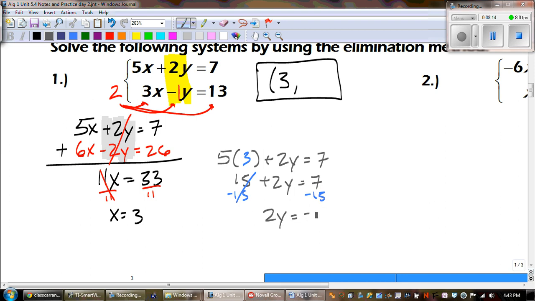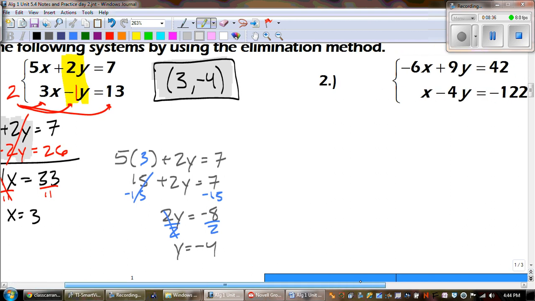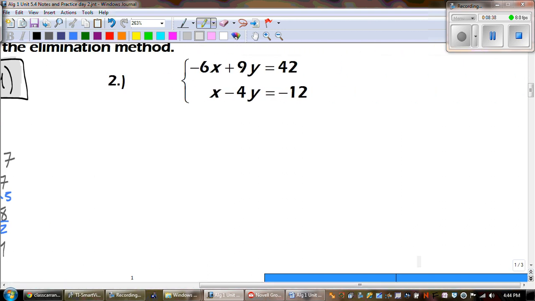7 minus 15 is negative 8. And then divide both sides by 2. And we get that y equals what? Yeah, y equals negative 4. There you go. 3, negative 4. All right.